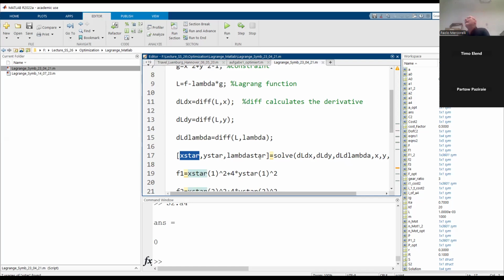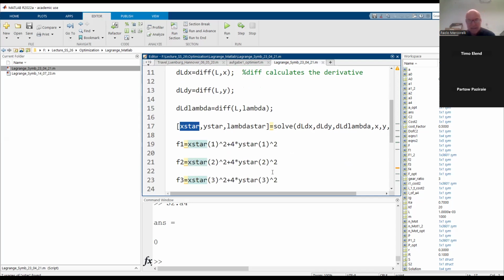Again, lambda is a help variable which states that the two gradients, the gradient of the surface and the gradient of the constraint, are parallel. It doesn't have a physical meaning in this sense. It's just a help variable.